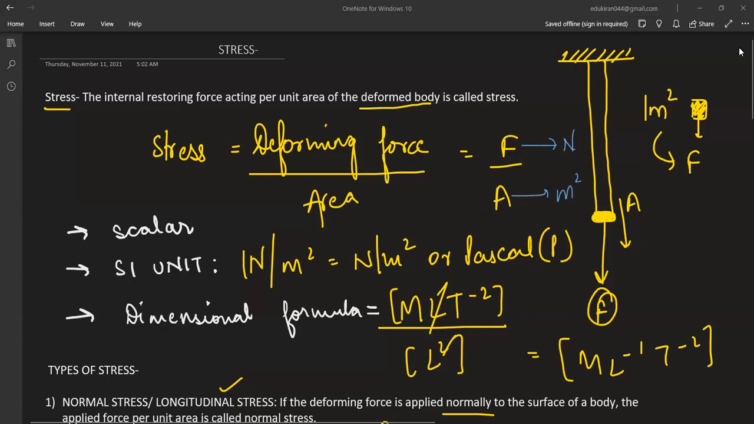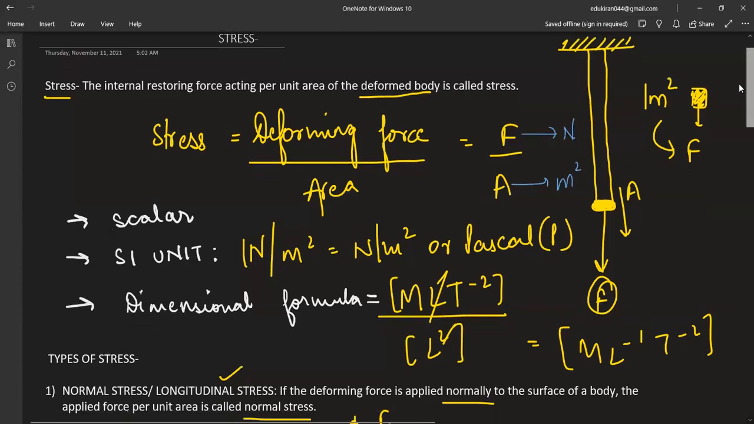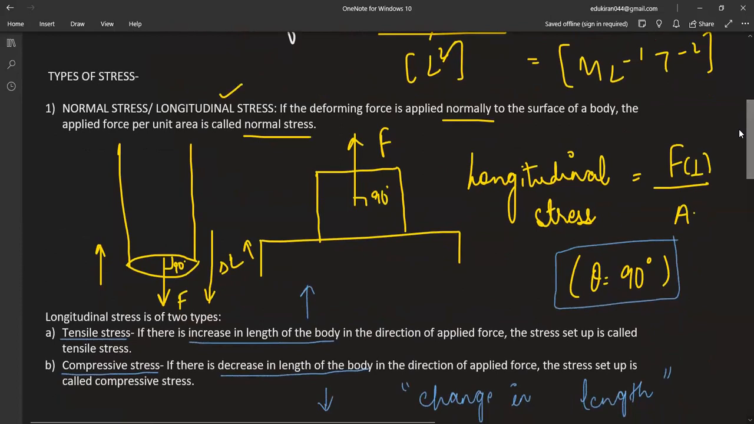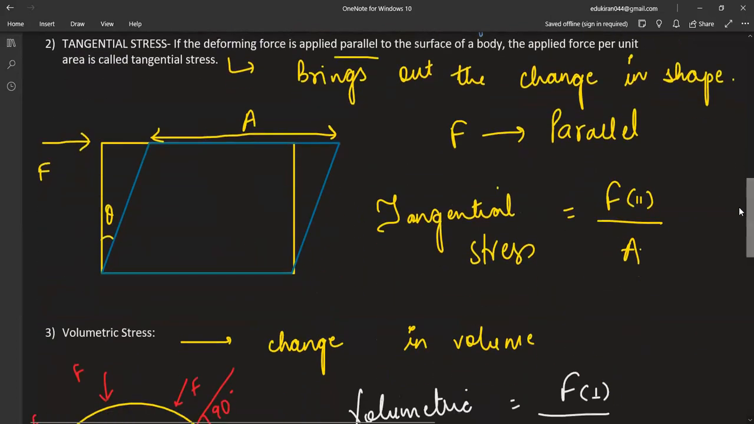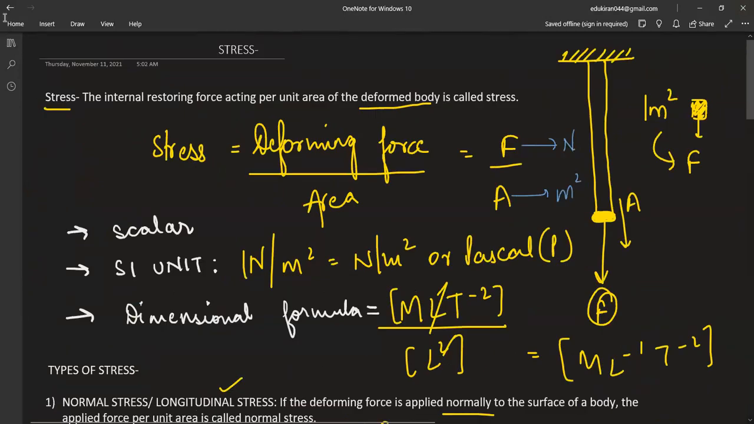All right, in the last class, we had started with stress and strain. Both these topics we have completed. So stress is basically deforming force per unit area. If the force is perpendicular, you get normal stress. If there is a change in shape, then you get tangential stress. And if there's a change in volume, you get volumetric stress.